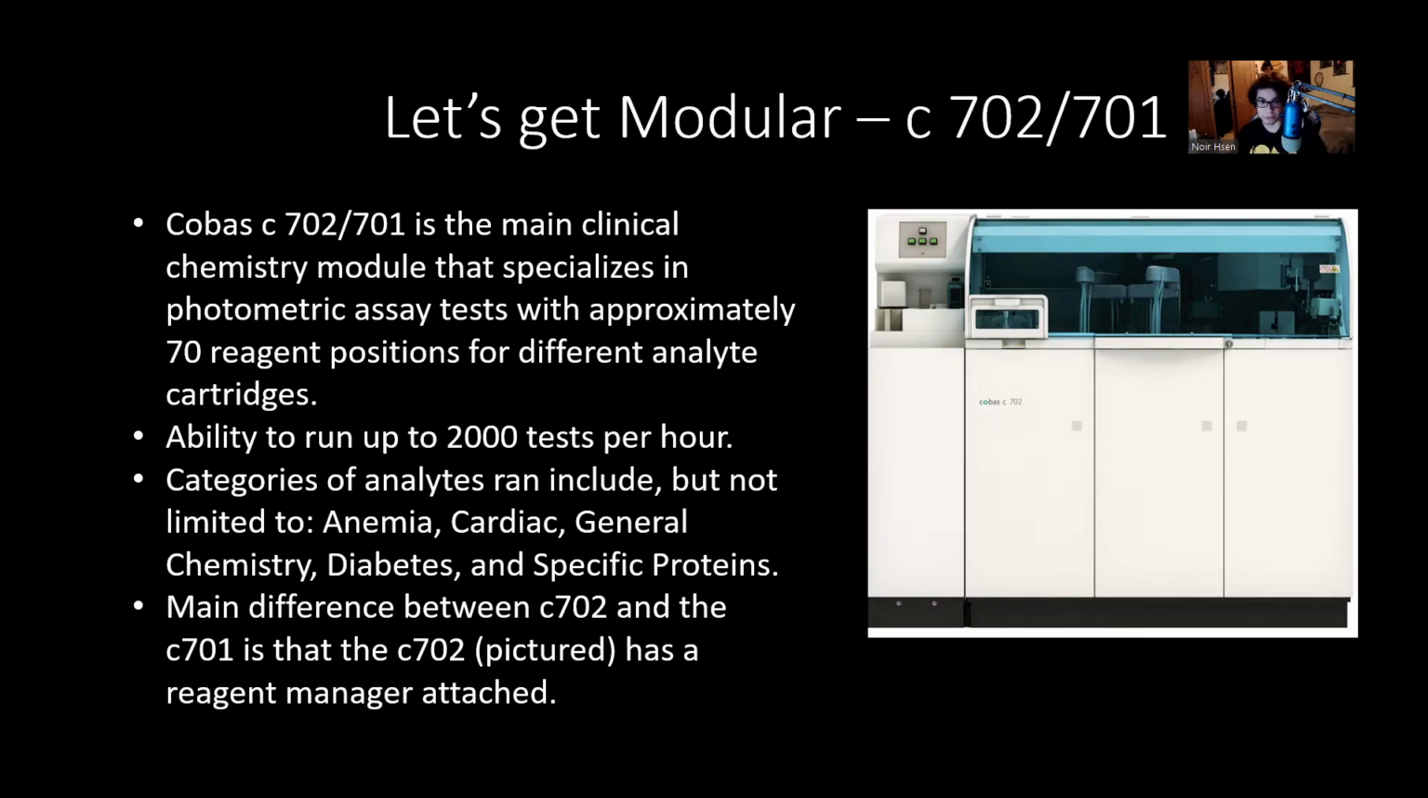And if you have two of them connected, you can go even further, depending on the volume of testing that you have. And the difference between the 702 and the 701, they're the same thing, to be honest with you. They're the same exact thing. The only difference is right here, if you can see my cursor, this is a reagent manager. The 702 has a reagent manager, so you can load the reagents in the 702, but the 701 doesn't have that.